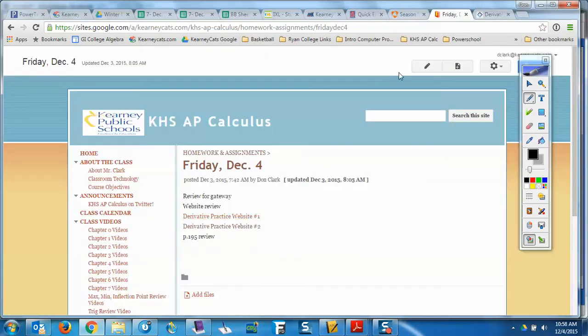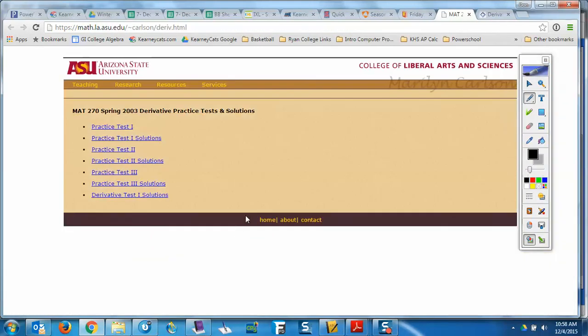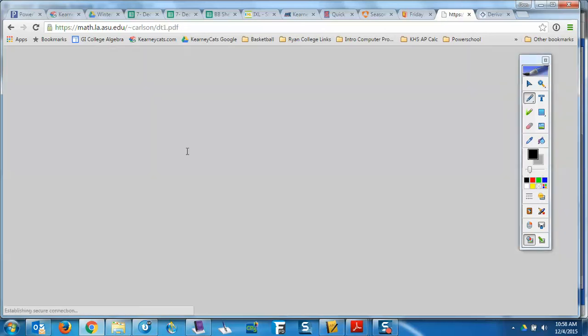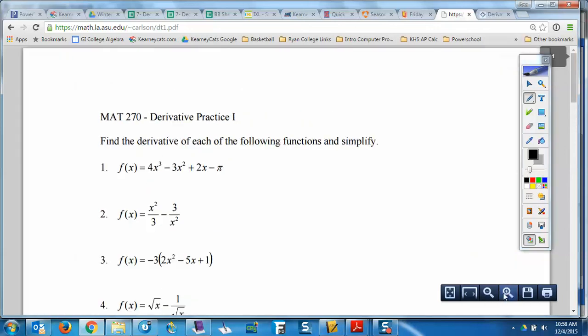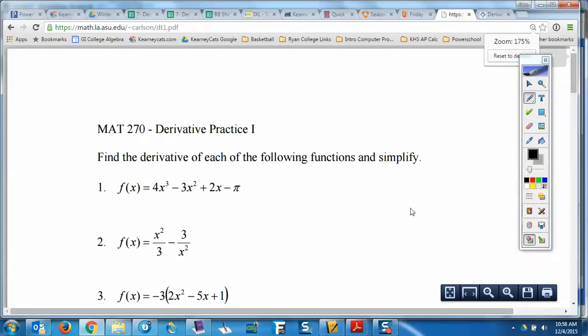So anyway, back to this. That's not a bad website here. And then this is from Arizona State. It's quite old, but it's still up here. So practice test 1, practice test 2, practice test 3, and it's got solutions. So what this does is just brings up a PDF, okay?